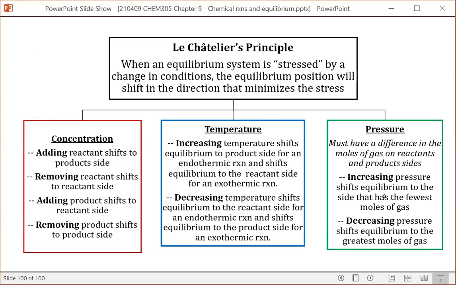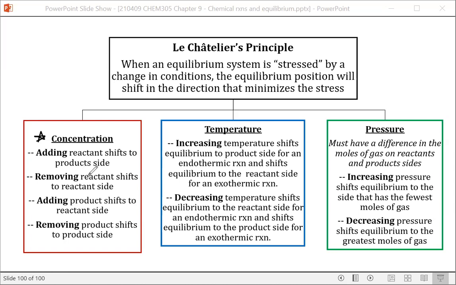So, a summary slide for Le Chatelier's principle. When an equilibrium system is stressed by a change in conditions, the equilibrium position is going to shift in the direction that minimizes or reduces the stress. We talked about 3 conditions: concentration, temperature, and pressure. If we start with concentration, adding reactants is going to shift the equilibrium to the product side because you want to get rid of the stress of adding extra reactants. So we're going to convert the reactants into products and shift the equilibrium to the right to favor making products until equilibrium is reestablished.